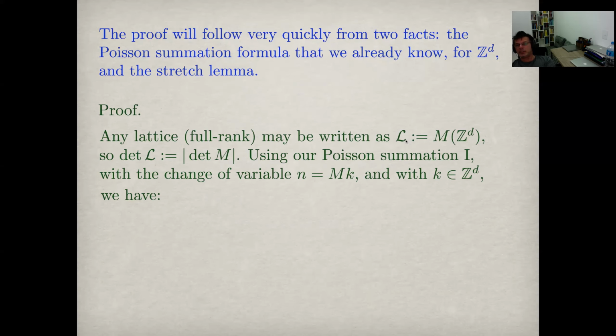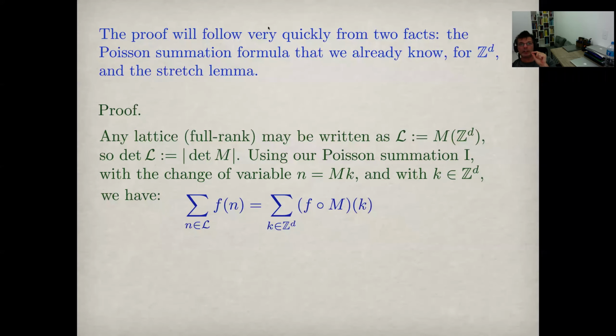Now, again, any lattice can be written as L equals M of the integer lattice, where the determinant of the lattice is by definition the absolute value of the determinant of M. And now, using our Poisson summation formula that we already know for the integer lattice, let's see what that says. Well, we can rewrite this infinite series of f of n as the infinite series of f composed with M of k. Well, why? Because by definition, when n runs through the lattice, that means n runs through M of an integer vector. So we set n equal to M times k.